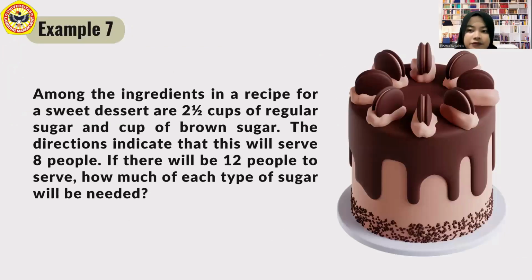So let's move on to example 7. Among the ingredients in a recipe for a sweet dessert are 2 1/2 cups of regular sugar and 1/4 cup of brown sugar. The directions indicate that this will serve 8 people. If there will be 12 people to serve, how much of each type of sugar will be needed?